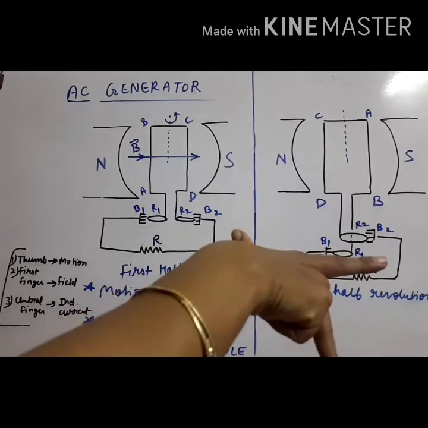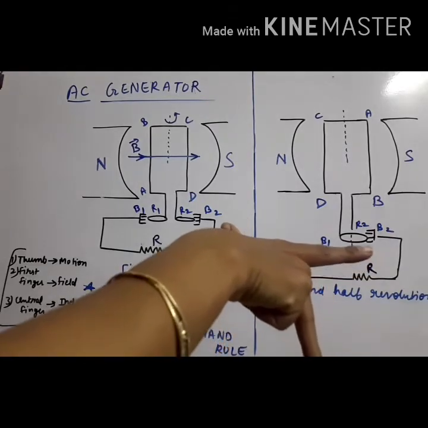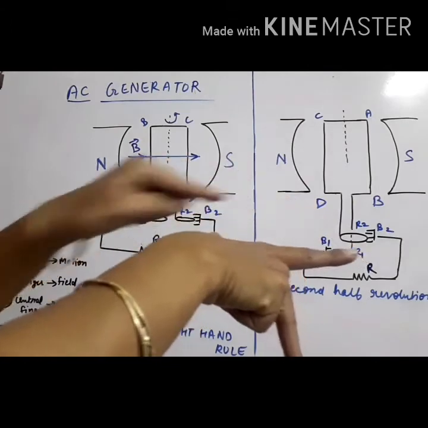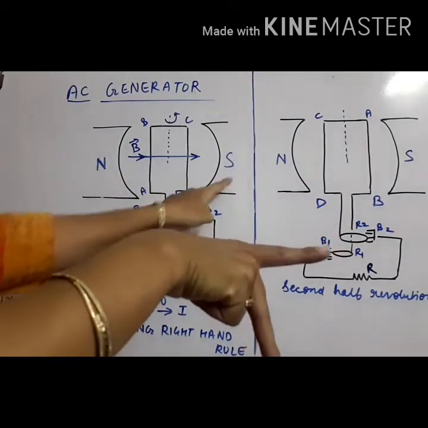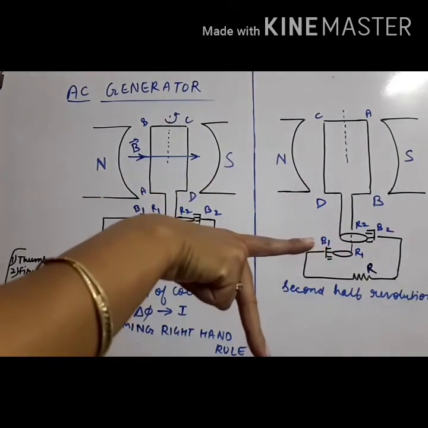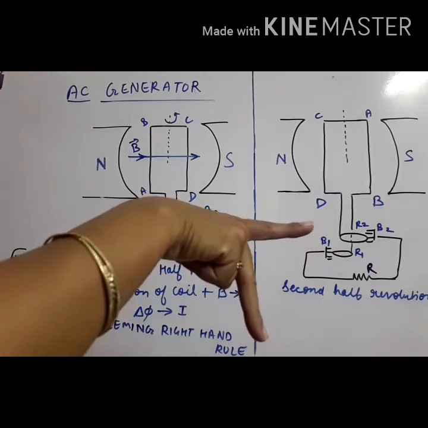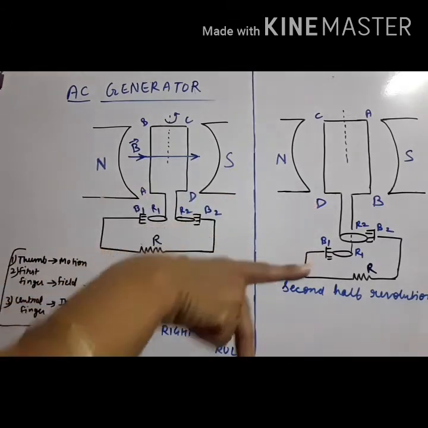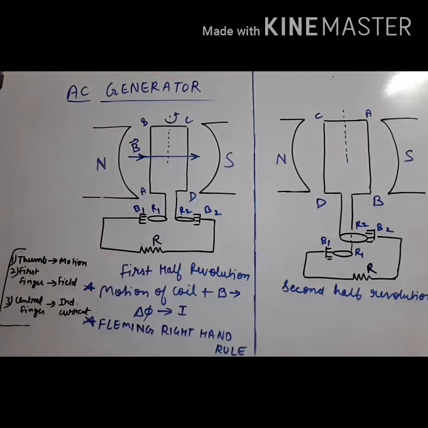The thumb is inward to the board. The first finger should point from north to south. So from north to south, the first finger is pointing. Then you can see that the central finger is pointing downwards. That means in CD, the induced current direction is downwards.